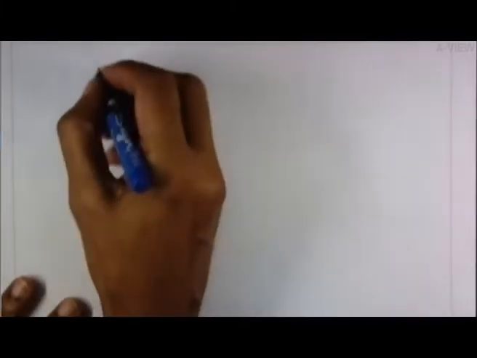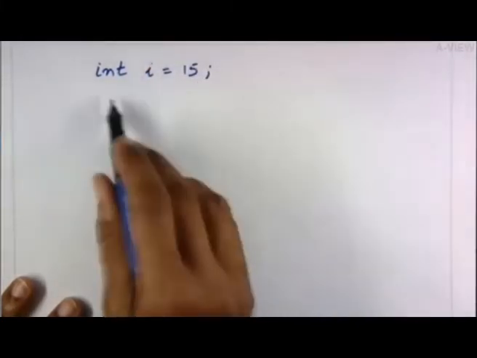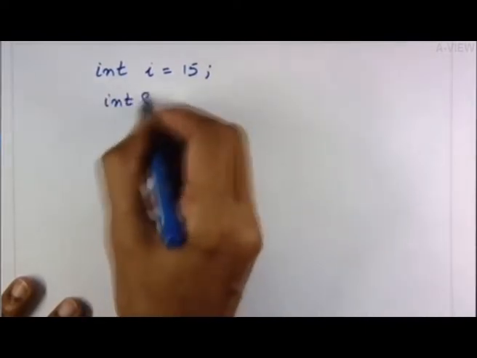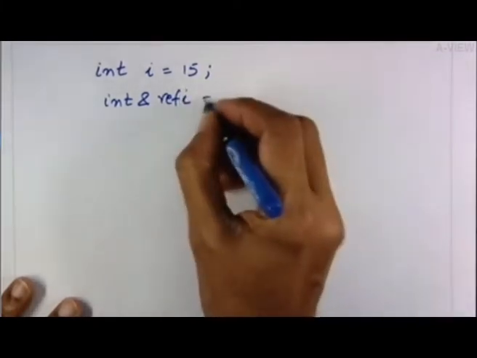So here is my last explanation of the reference type. Suppose int i is 15, an integer object created. I create a reference object, I'll give it a slightly different name, refI, and I put it equal to i.